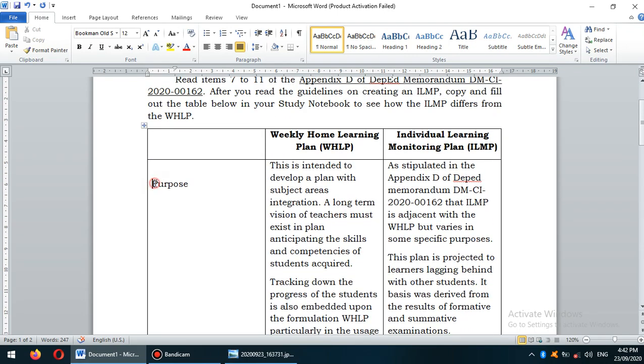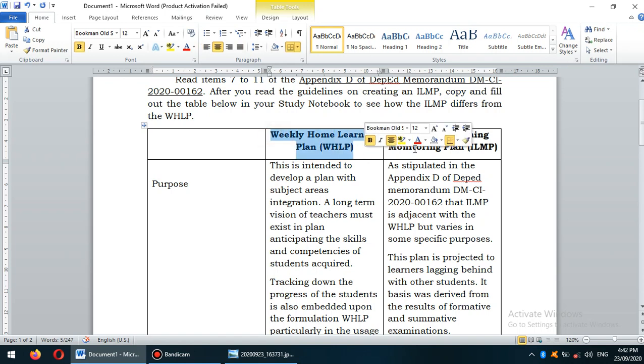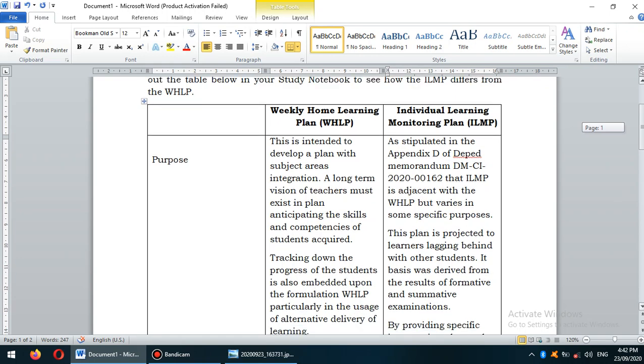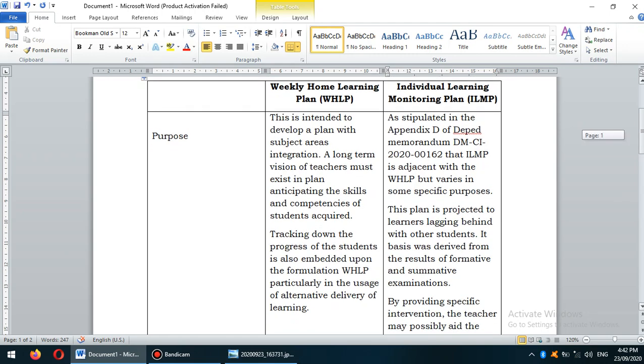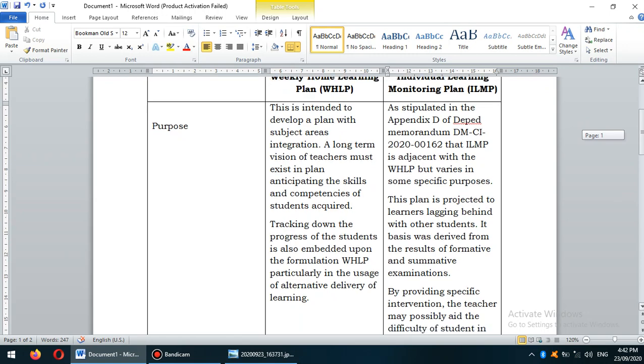The first one would be purpose, the second one would be the WHLP, and the third one would be the ILMP. Now, the difference between WHLP and ILMP when it comes to purpose. Now, this would be my answer. If you want, you can pause the video so that you will be able to read it well. That would be my answer.